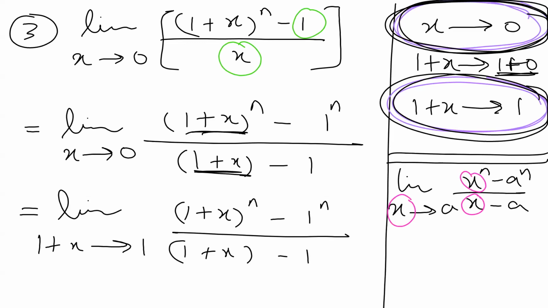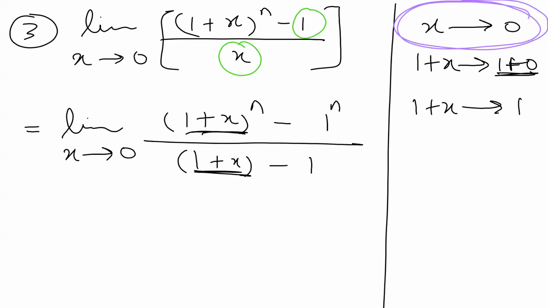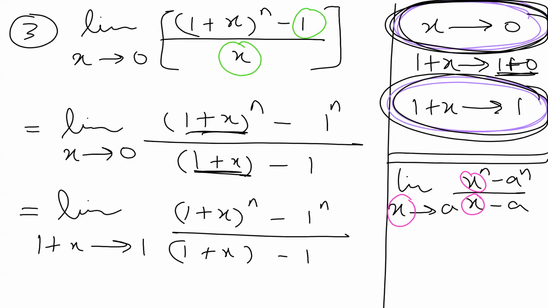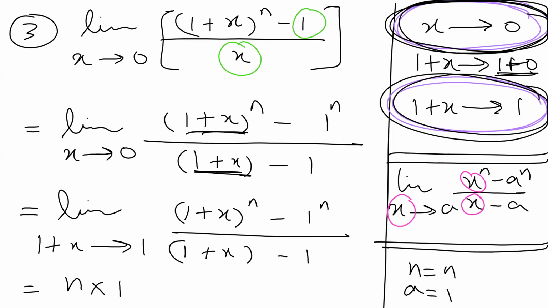Please tell me. So now we can apply the formula. Who is n over here? n is n and a is 1. So n into a raised to n minus 1, so the answer is n because this becomes 1.